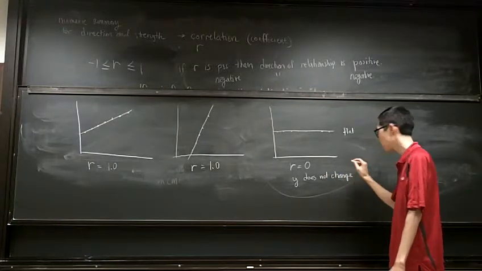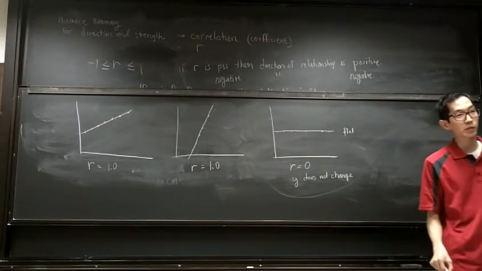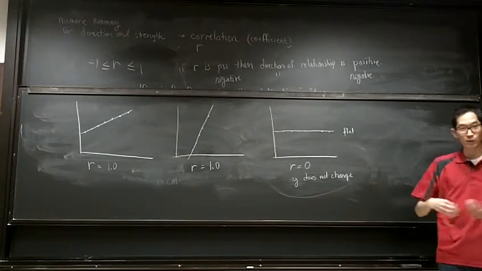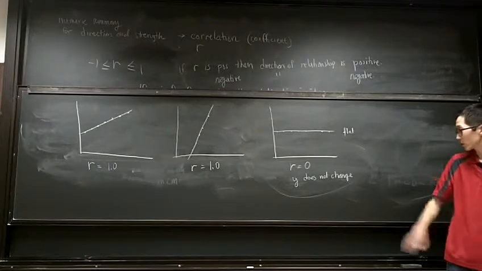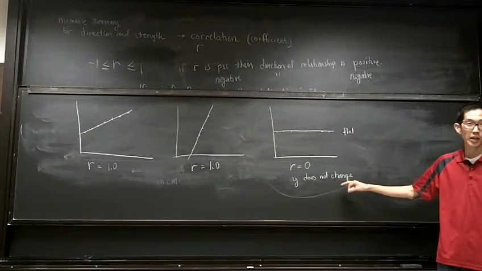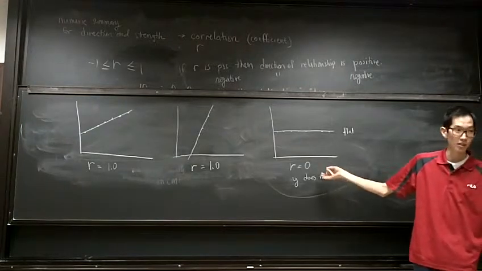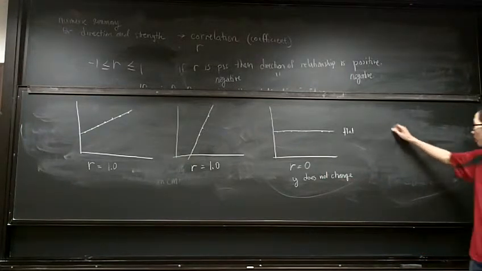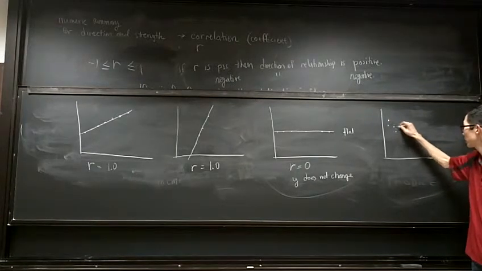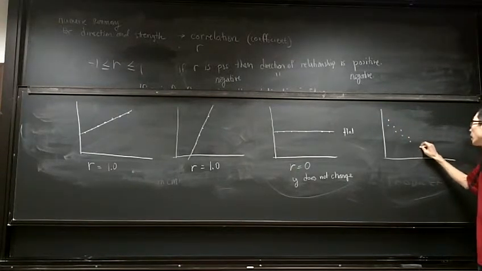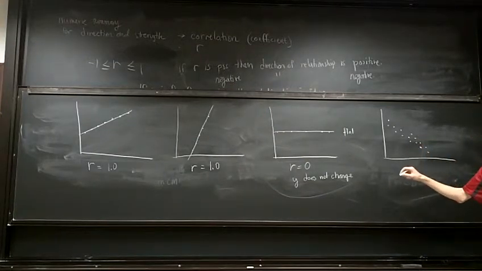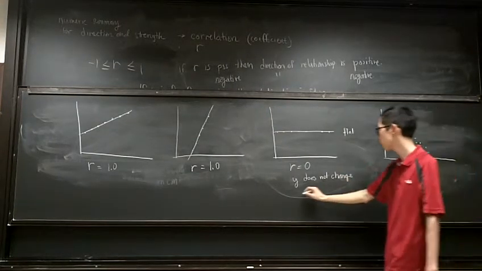If you look back at what it means to be positive or negative, it says when one variable increases, the other increases, or when one variable decreases, the other decreases. Over here, when x increases or decreases, y doesn't change. So in this case, R is 0. What about something like this? What is the relationship? There's no relationship.